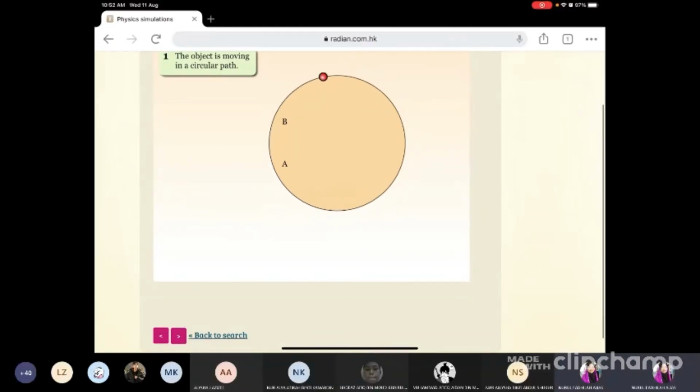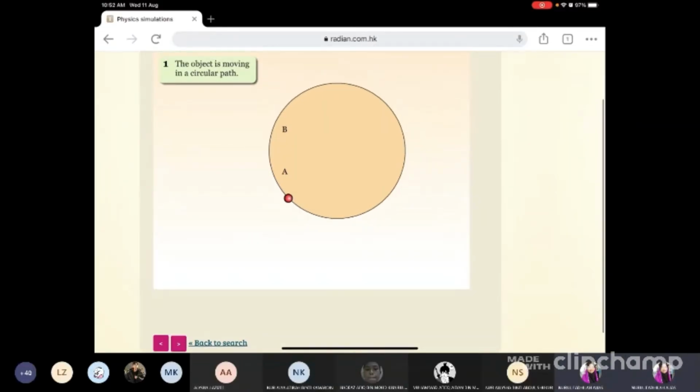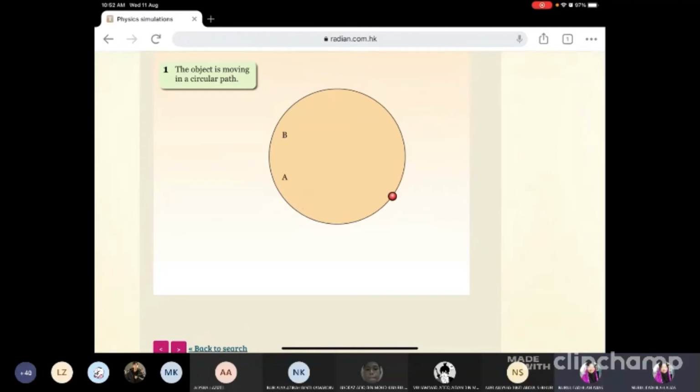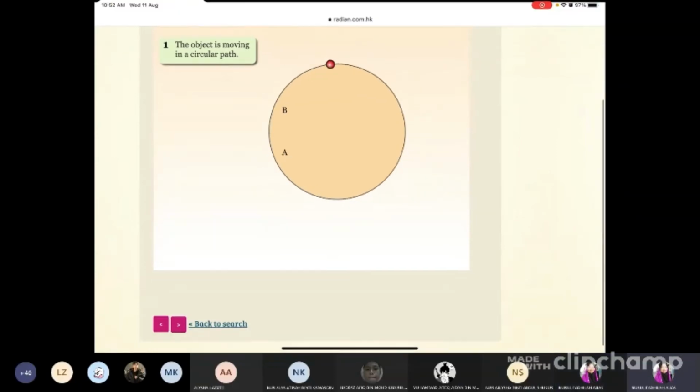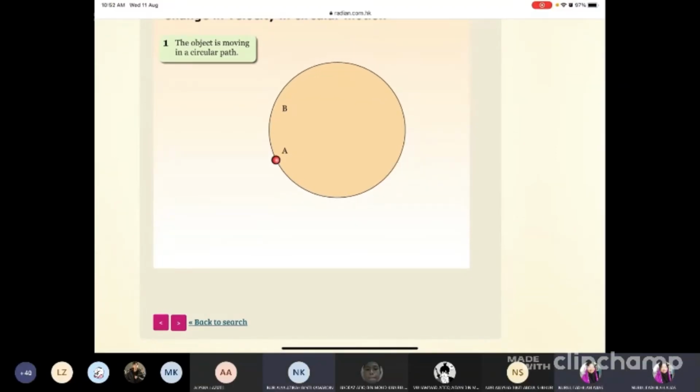Okay, now what do you see about this? First, the object is moving in a circular path. Nampak tak? Nampak. Okay, and then what happened? Consider velocities A and B. Nampak tak velocity A and velocity B? At A, the red color, B, the blue color.